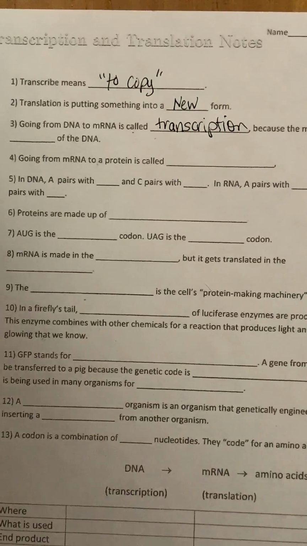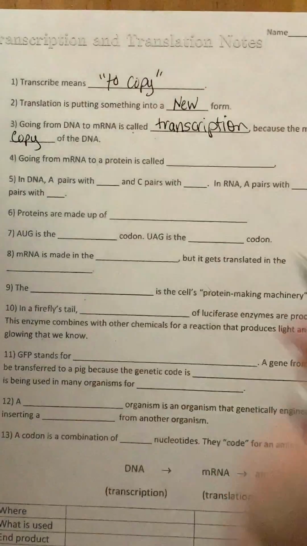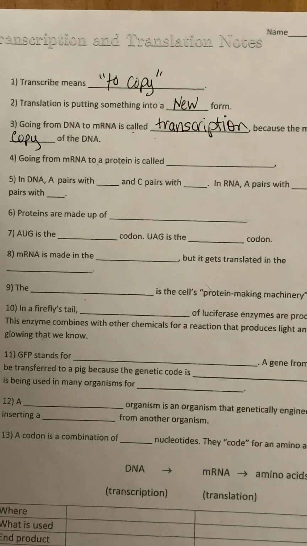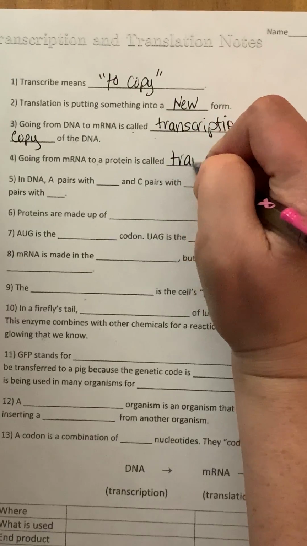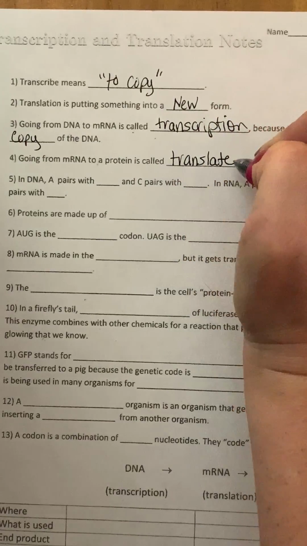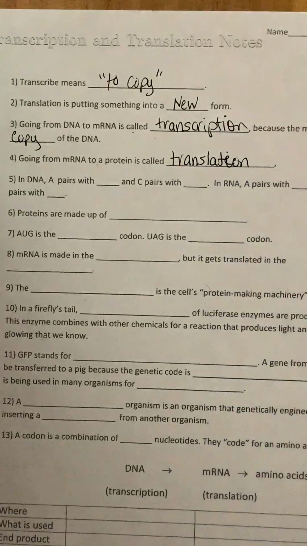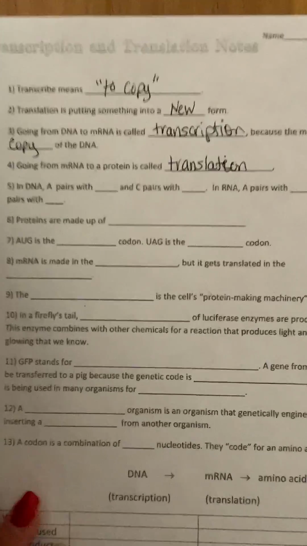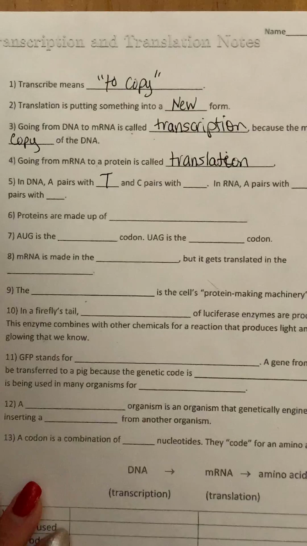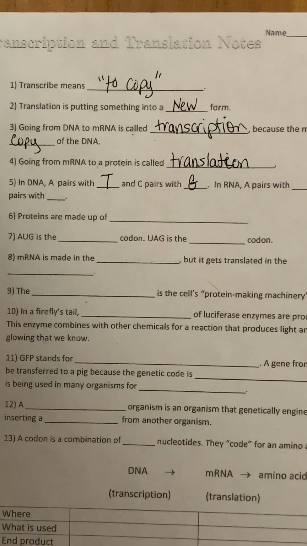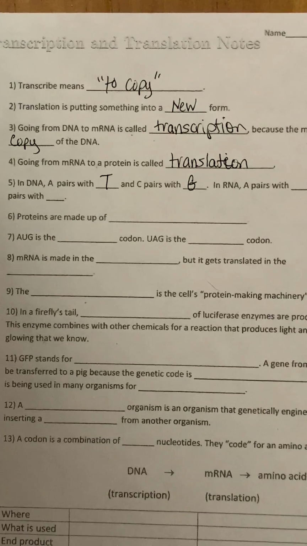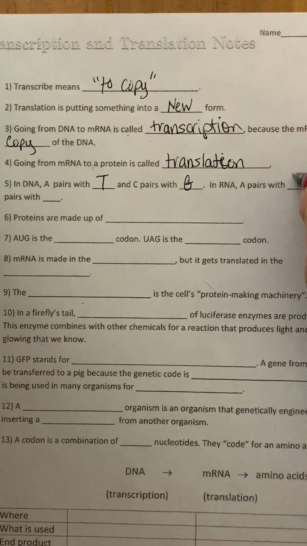Because the messenger RNA is a copy of the DNA. Going from messenger RNA to a protein is now called translation. So you're translating it. In DNA, A pairs with T, so apples in the tree, and C pairs with G, car in the garage. In RNA, however, A pairs with U, apples under the tree, and C still pairs with G, cars in the garage.